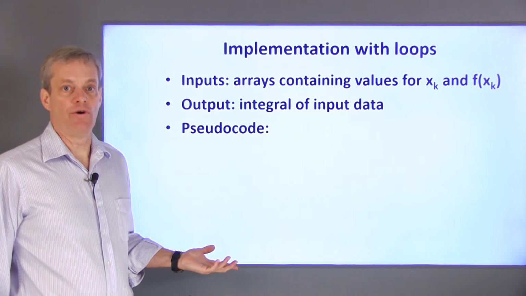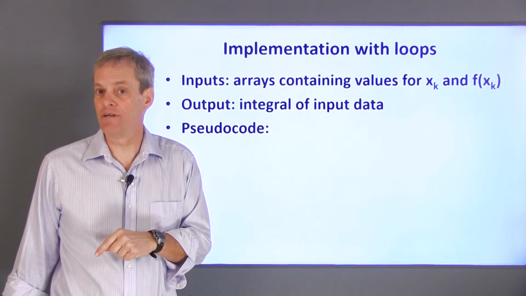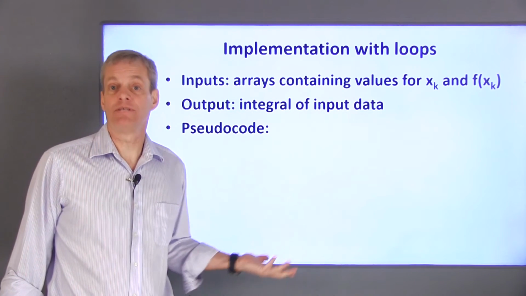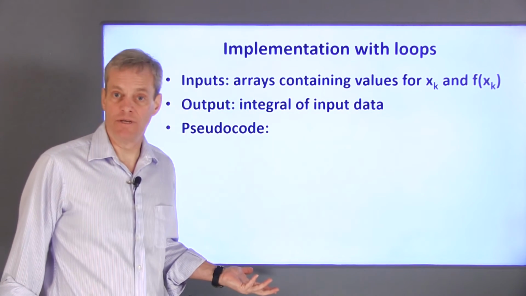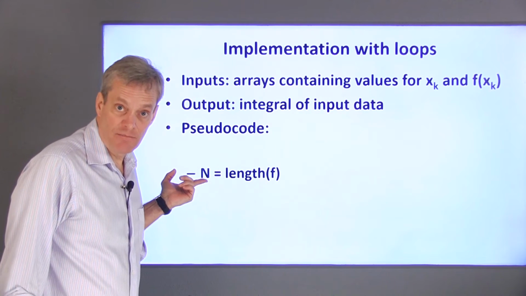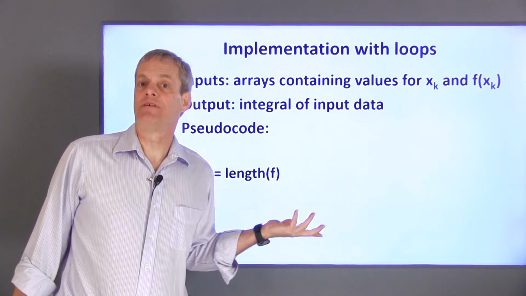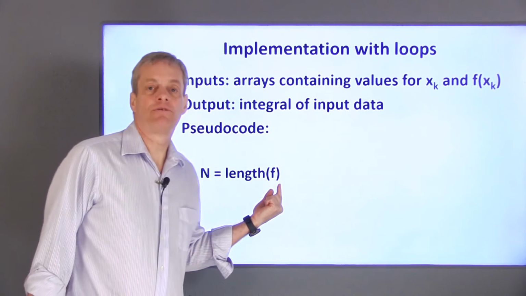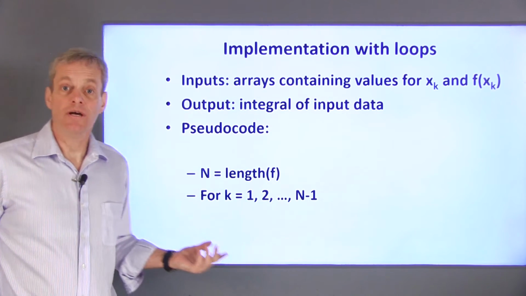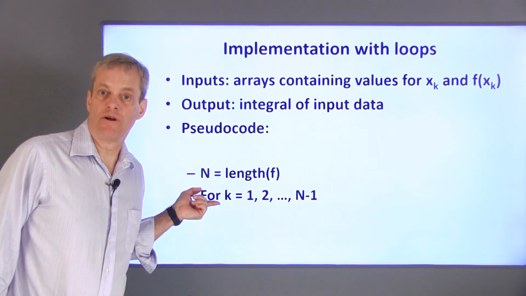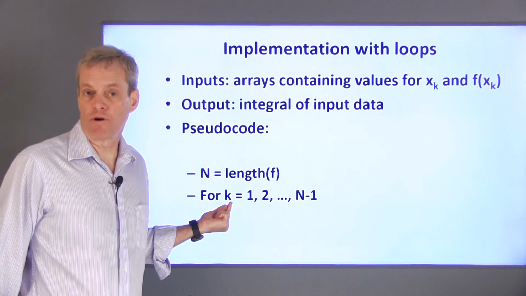Now I'll create some pseudocode. I need to calculate areas for all the subintervals and then add all those areas up. If there are n data points, this results in n-1 subintervals. So I'll have to go through my loop n-1 times. N is just the number of data points that I have, so I can calculate it as the length of either the x or the f vector. I'll arbitrarily base it on the length of f. I know how many times I'm going to go through the loop, so a for loop is probably easier than a while loop. I'll use k as my variable to keep track of which subinterval I'm working on.